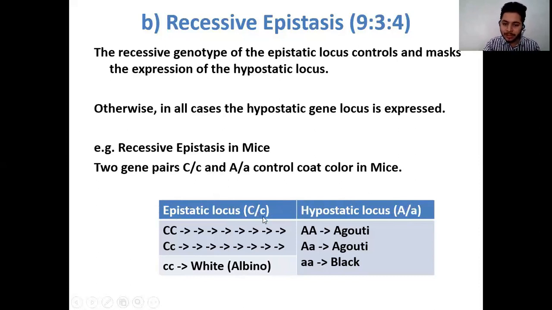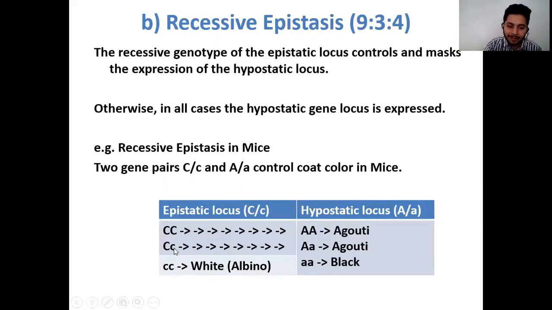My epistatic locus is not going to allow the expression of the hypostatic locus only and only when I have a recessive genotype. So if there is a recessive genotype at the epistatic locus, the hypostatic locus will not be allowed to express. Consider that there is a double recessive genotype at the epistatic locus, and therefore the default phenotype that you observe in mice is the white coat color. If you have the genotype small c small c, there is going to be no pigmentation in mice, and the mice is always going to have a white coat color. No colored pigments are produced, and the mice is said to be an albino mice.